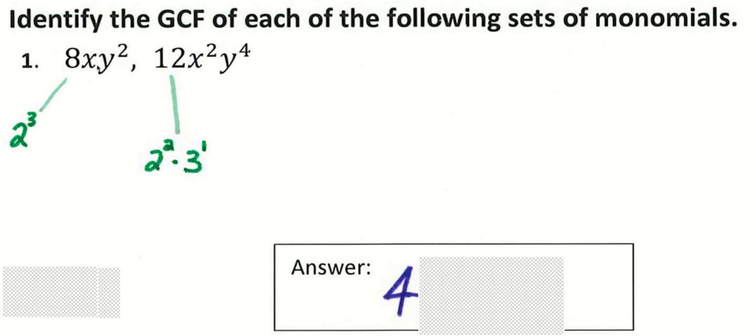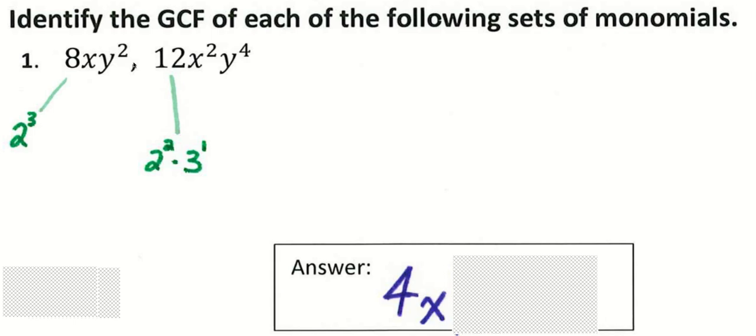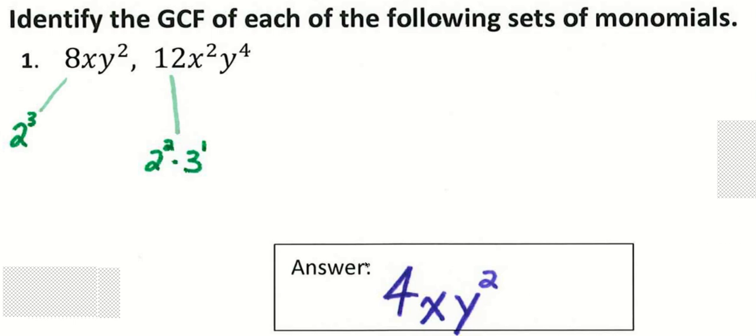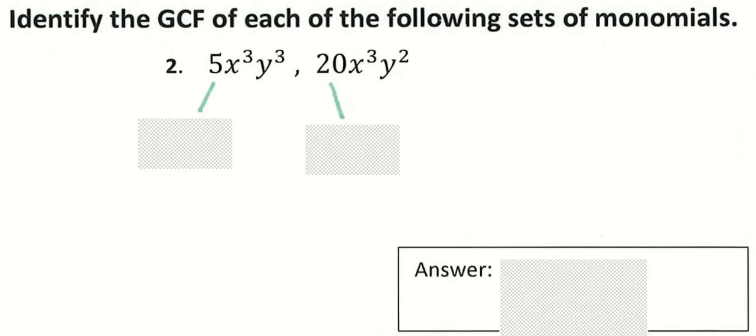And then you can just do the x's and the y's. You should do it like that, asking what's the smaller power? X to the first or x to the second? X to the first. And then the smaller power with the y's is y squared. So that's what you should have got for number 1.